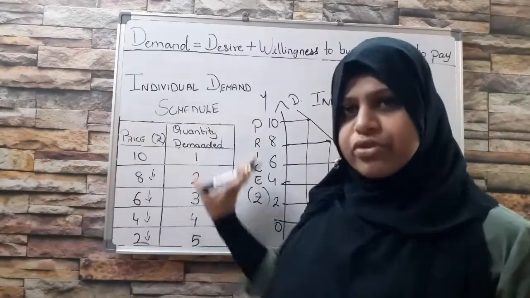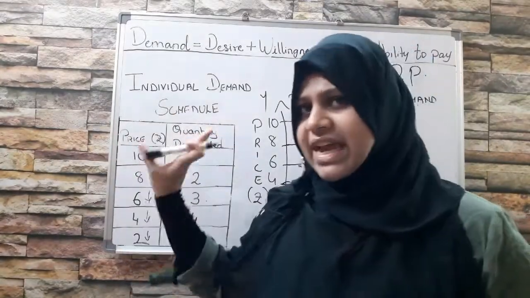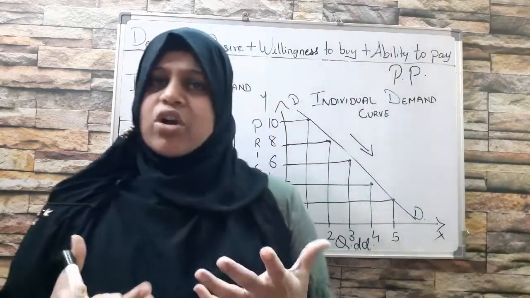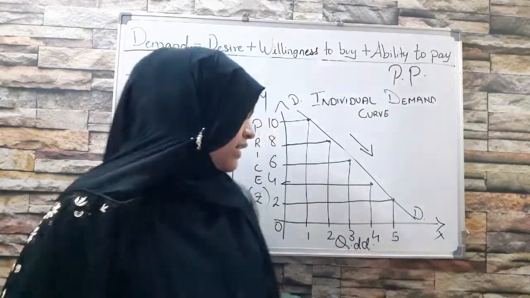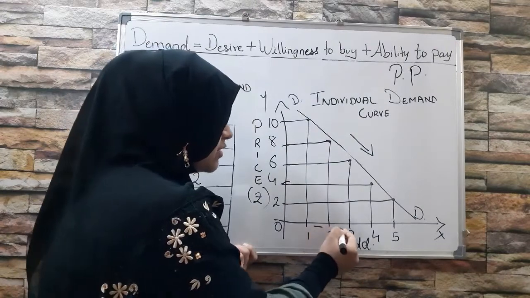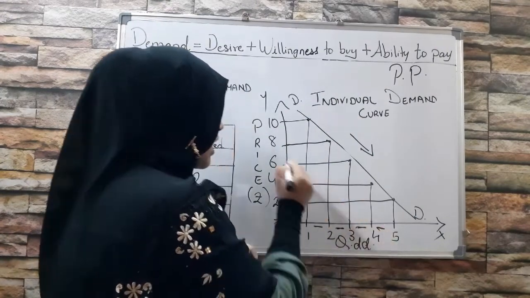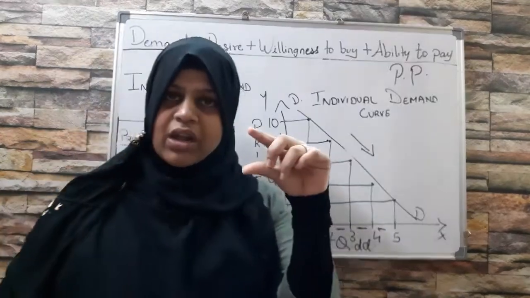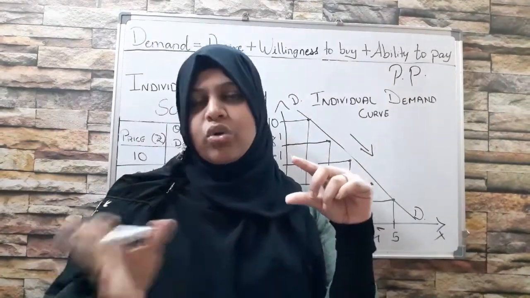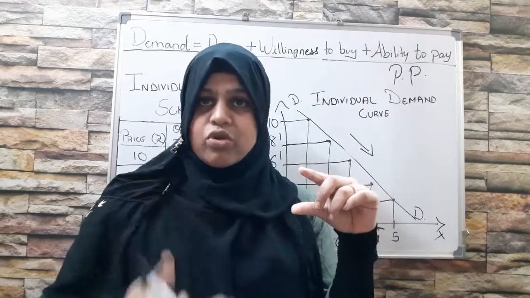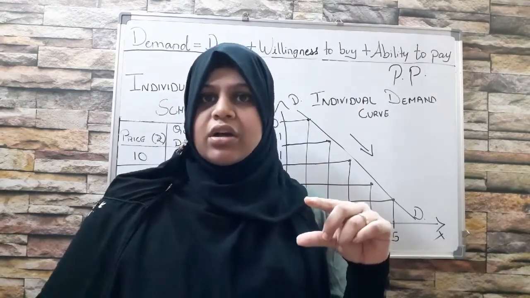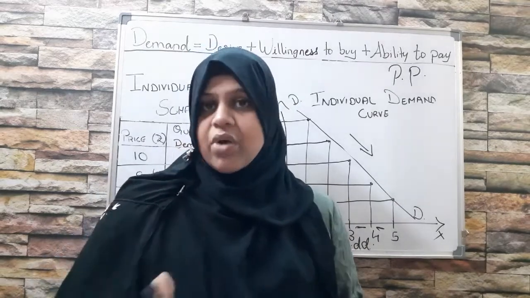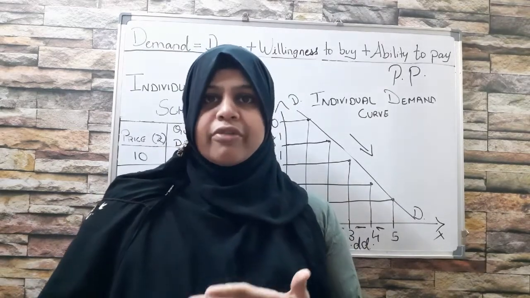Simple, you just have to read the table, read the schedule, and plot it in the diagram. The precaution you are supposed to take is the distance. The distance between these numbers and the distance between these numbers should be equal. When you are doing it in the exam, no graph paper is usually provided. When I'm talking about the HSC board exams, graph paper is not provided to you, up till now it wasn't provided for your board exam.